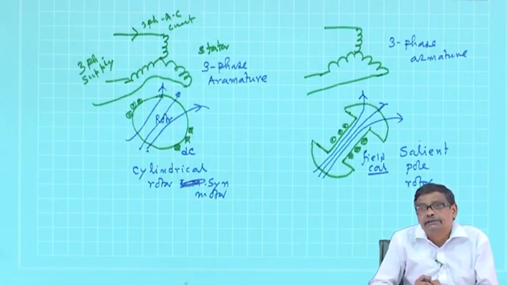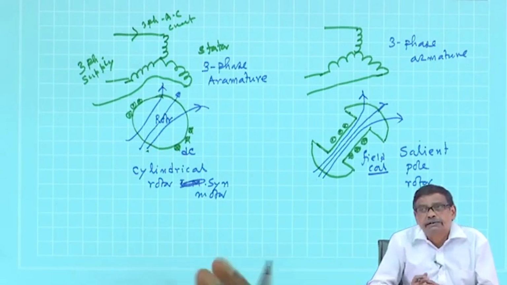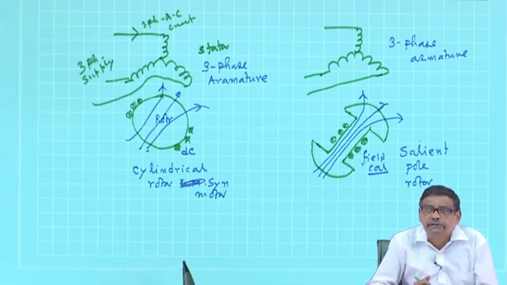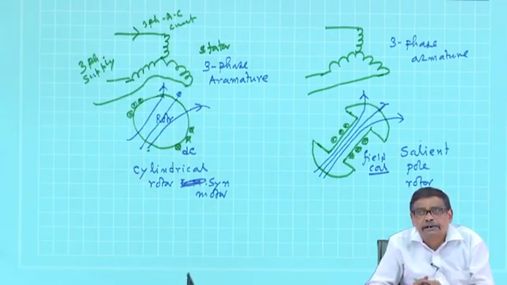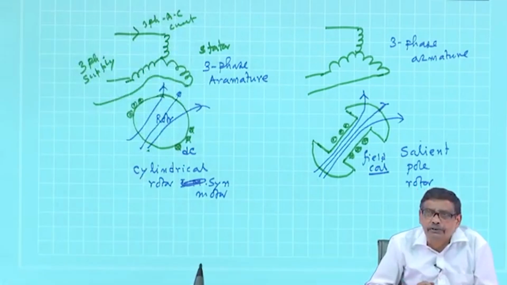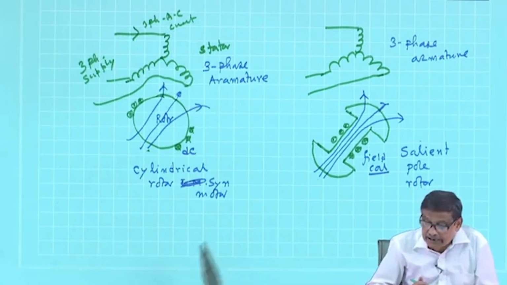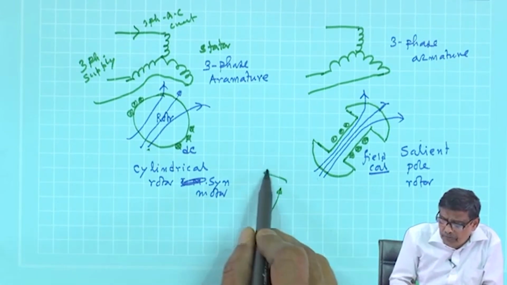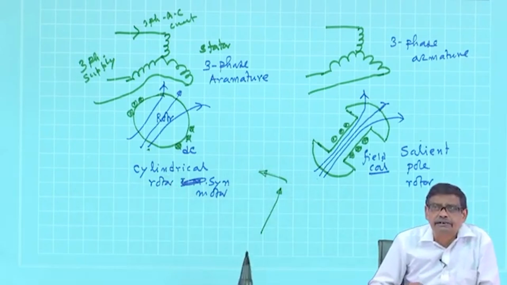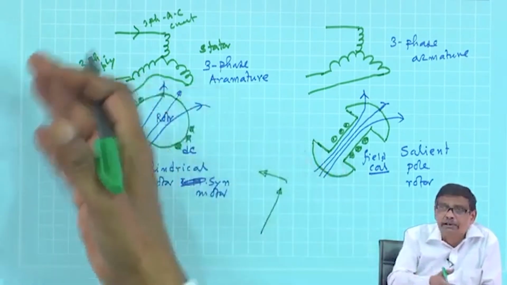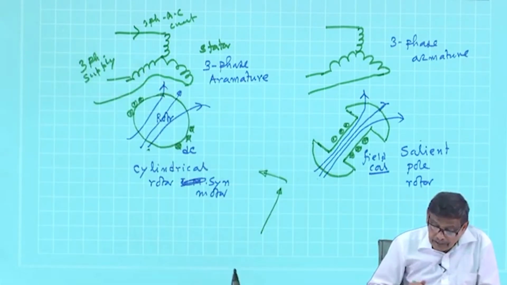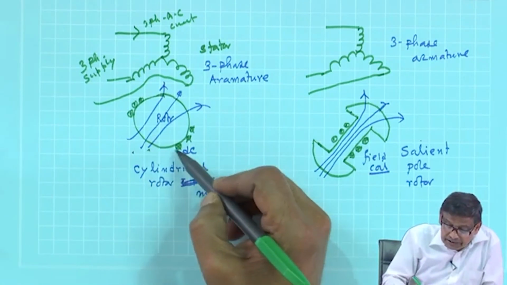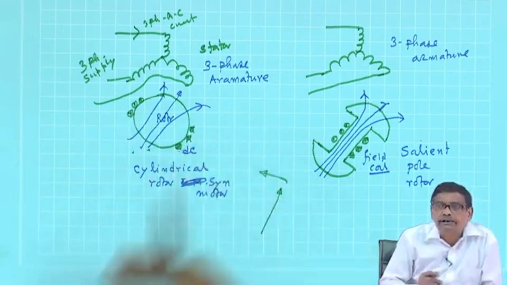Now, the question is, if the stator winding or armature winding of a synchronous machine carries balanced 3-phase current, we know what the consequence is. It will produce a rotating magnetic field, suppose moving in the anticlockwise direction, which is decided by the phase sequence. And if the rotor, if you excite it with DC, what is it going to do?